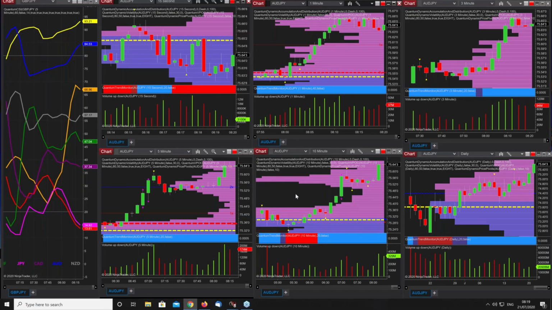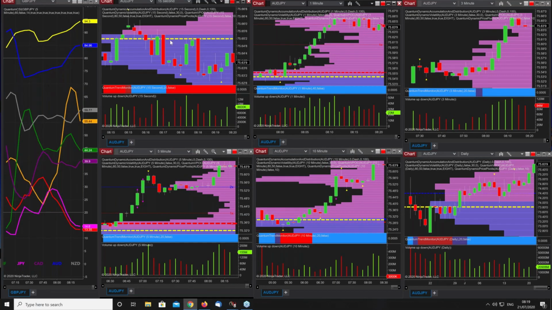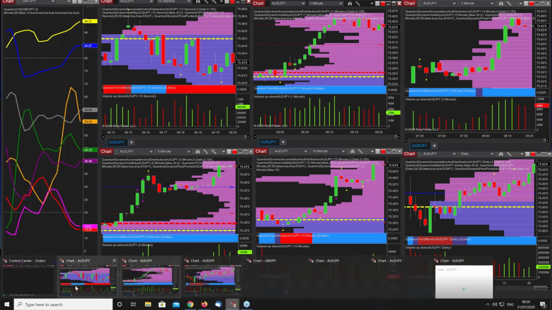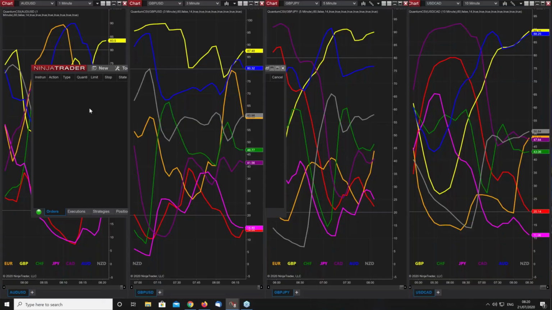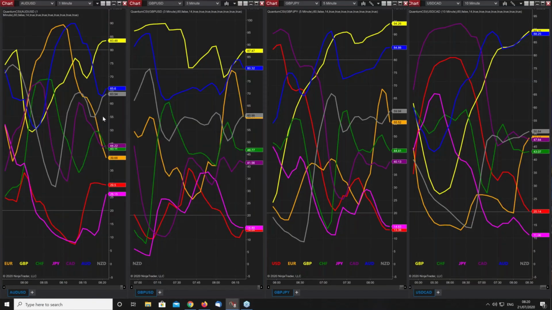So we're coming to a little bit of a pause point on the Aussie yen. You've also got to remember, if we go over onto the multiple CSIs, let's have a quick look there. I can find them, there we go. That's where we are at the moment.